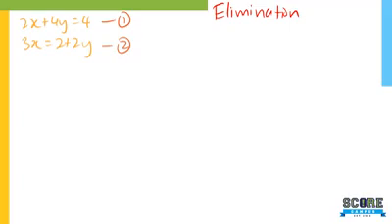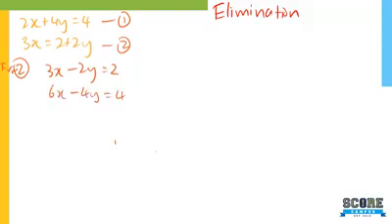So let's take from equation 2: 3x minus 2y equals 2, right? And then I'm going to multiply this by 2. You will understand why later. 6x minus 4y equals 4. This is equation 3, right?